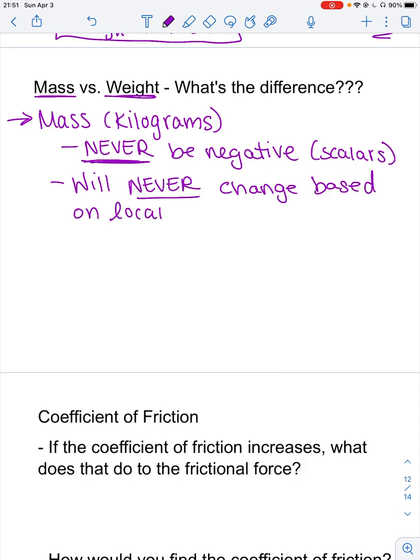Okay, so what that means is if I'm on Earth and I am 150 kilograms, if I go to the moon, I'm still gonna be 150 kilograms. So what I am on Earth, I will be the same on the moon. I'll be the same at Jupiter. I'll be the same at any other planet in the solar system. Okay, or in the universe rather.